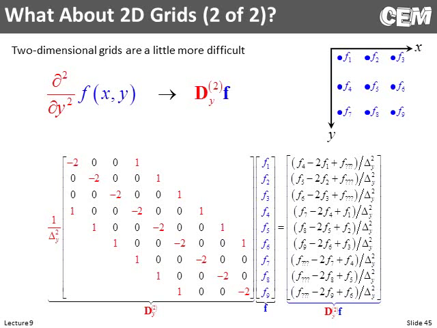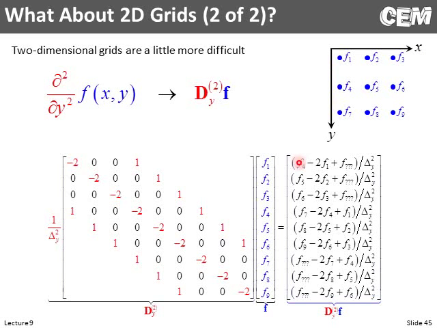Okay, now we need the y direction. Turns out this is actually a little bit simpler. So let's start off at F1. Our derivative in this case will be F4 minus 2 times F1 plus whatever is out here, but there is nothing on the outside, so we don't know how to handle that, all over delta y squared.